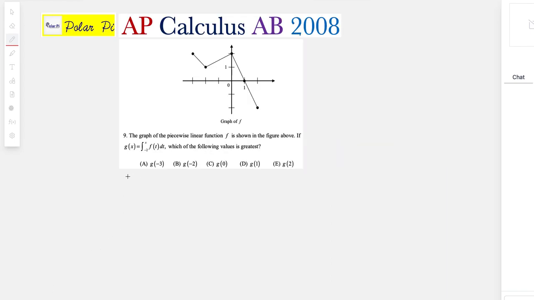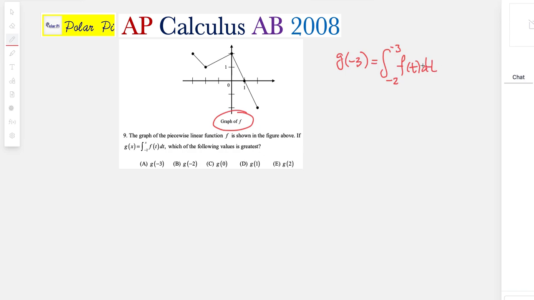Okay. 9. It says the graph of the piecewise linear function f is shown in the figure above. G is defined as an area function of f. So this is f, pay attention. And then g is the area of f from negative 2 on, right? So unfortunately, we have to go through each of the answer choices in a question like this. So for example, g of negative 3 is going to be the integral from negative 2 to negative 3, right, of f of t dt, right?